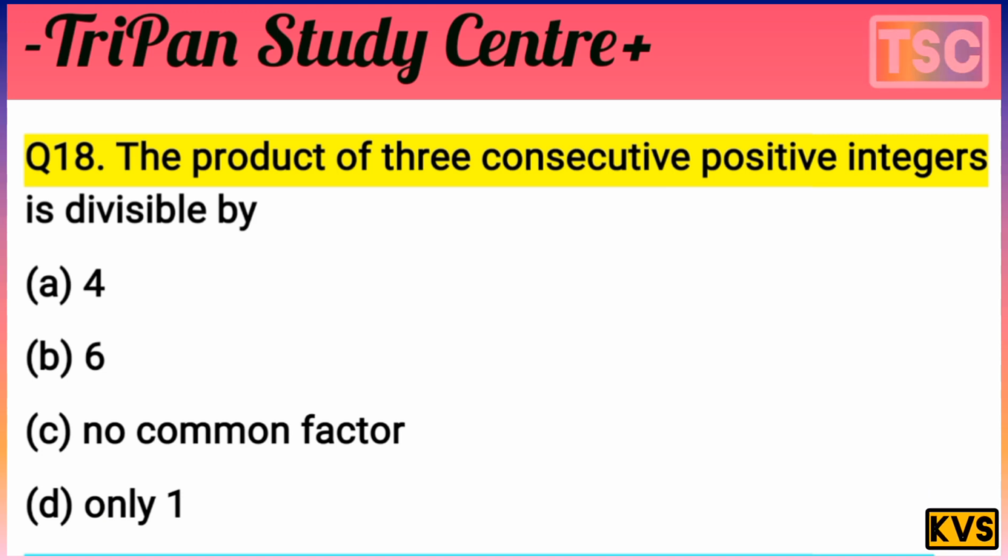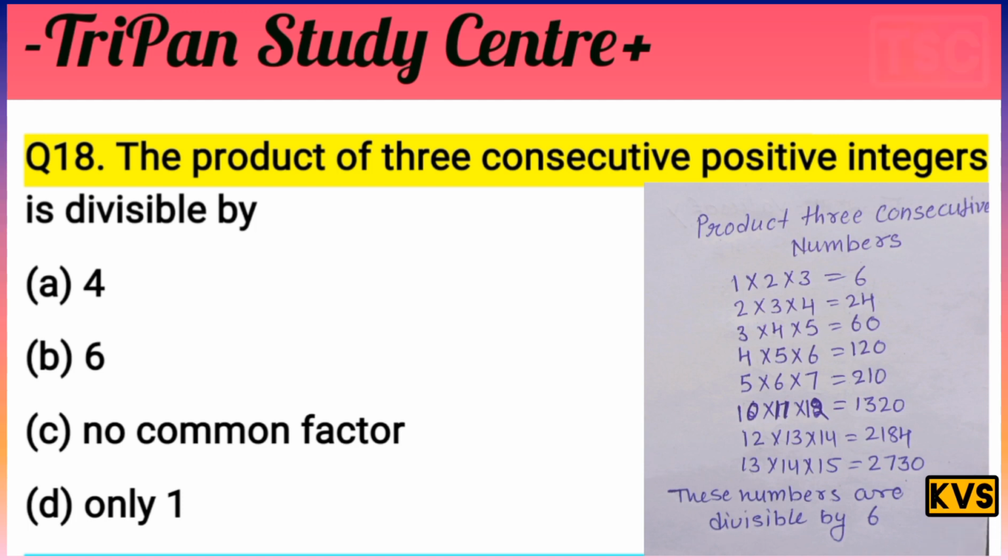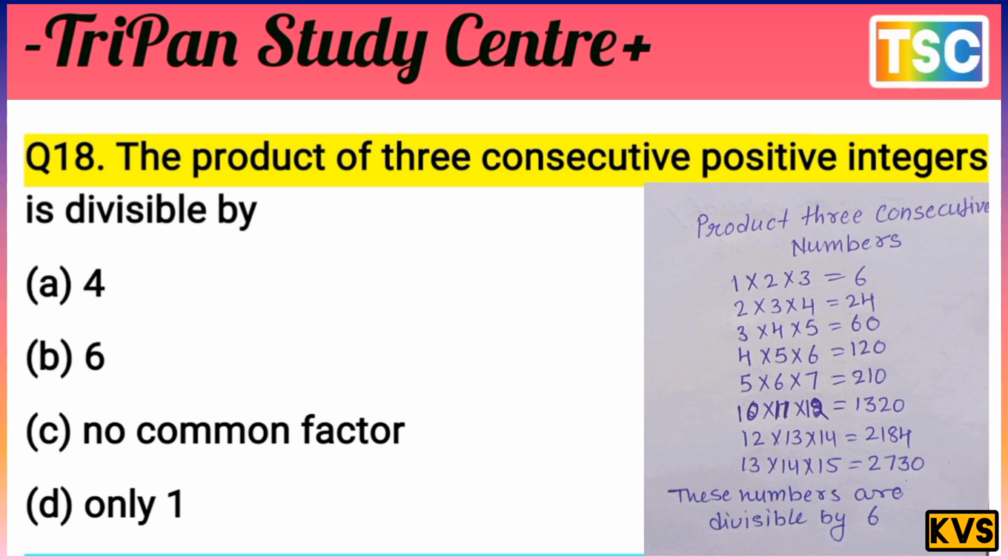The product of three consecutive positive integers is divisible by: A, 4; B, 6; C, no common factor; D, only 1. That's important. The answer is B, 6. B, 6 is the correct answer for this question. Let's see the next question.